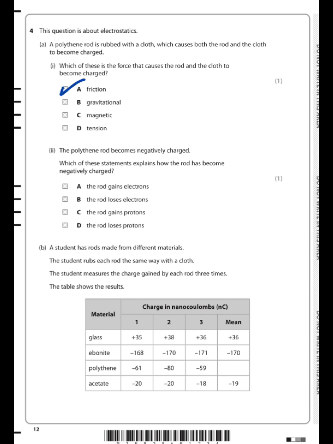The polythene rod becomes negatively charged. Which of these statements explains how the rod has become negatively charged? The really important thing here with static is that it's only ever electrons that move. There is no movement of protons, so we can immediately disregard options C and D because protons do not move. But our rod has become negative, and that means it must have gained electrons. So our answer is A.